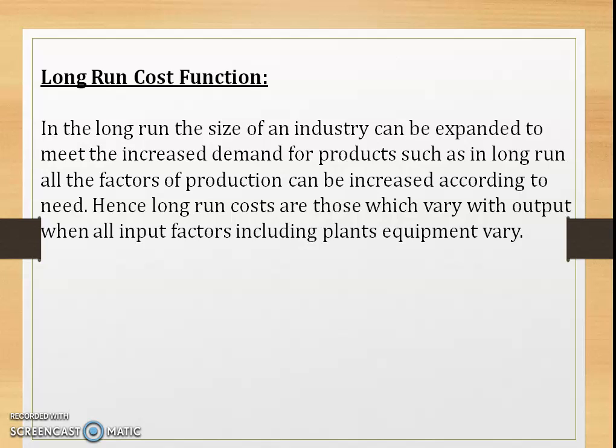In the long run, the size of an industry can be expanded to meet the increased demand for products. In the long run, all the factors of production can be increased according to need, which means all the factors are variable. So this long-run cost function is influenced by the law of returns to scale. Which means all the factors are variable, isn't it? Hence, long-run costs are those which vary with output, and all inputs, including plant, equipment, everything vary.